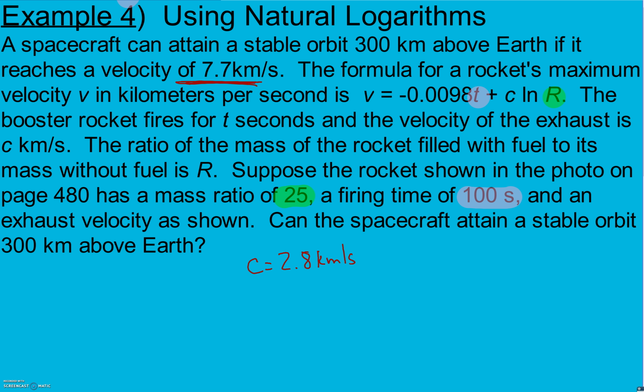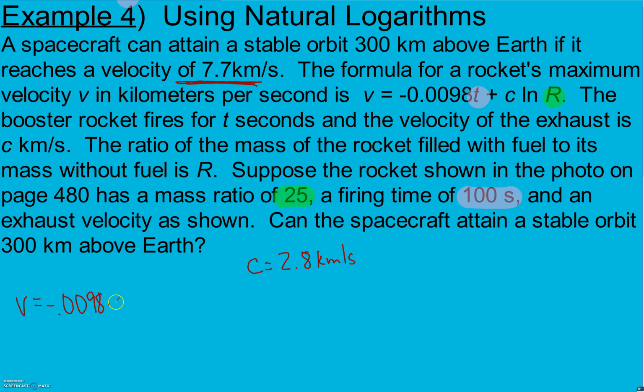We can plug these into our formula. V equals negative 0.0098 times T of 100 plus C is 2.8, ln of R is 25. We can type this in our calculators. Negative 0.0098 times 100 plus 2.8 ln of 25. And our V is going to be 8.03 velocities in kilometers per second.